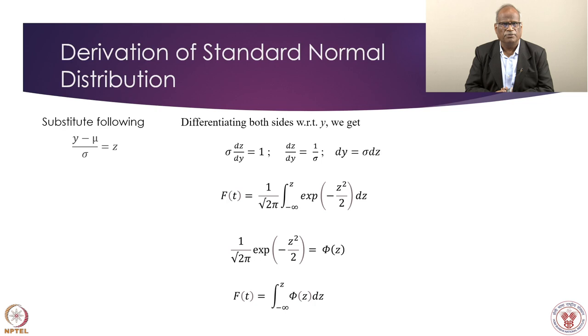Then we differentiate on both sides. So we have dz equal to dt by sigma, that is dz by dt is equal to 1 upon sigma. It is just rearranging it. So we get the expression dt equal to sigma dz.